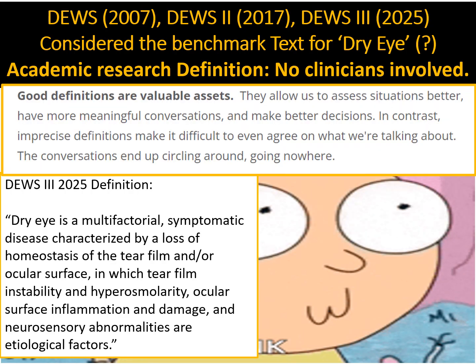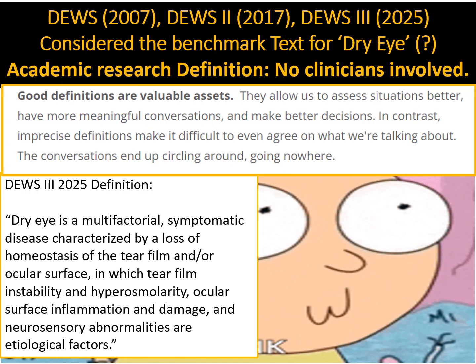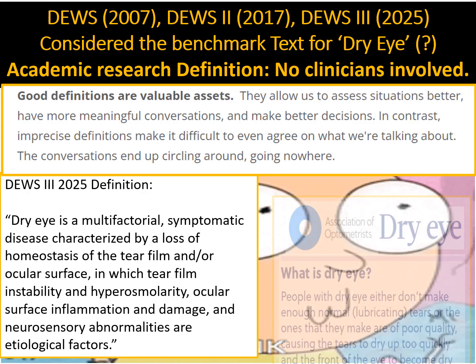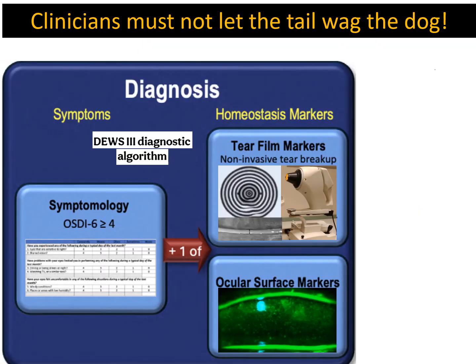Good definitions should be an asset to both patient and clinician. They guide clinical decisions and let us have meaningful conversations, and I just don't think the DEWS definition fills the bill. This one from the Association of Optometrists simply states, people with dry eye either don't make enough tears or the tears they have are of poor quality. And this is certainly easier to relate to a patient. As a point for later, tear-deficient dry eye, while relatively rare, carries significant consequences, and I feel the clear inclusion in the AOP definition is actually relevant. So back to DEWS.